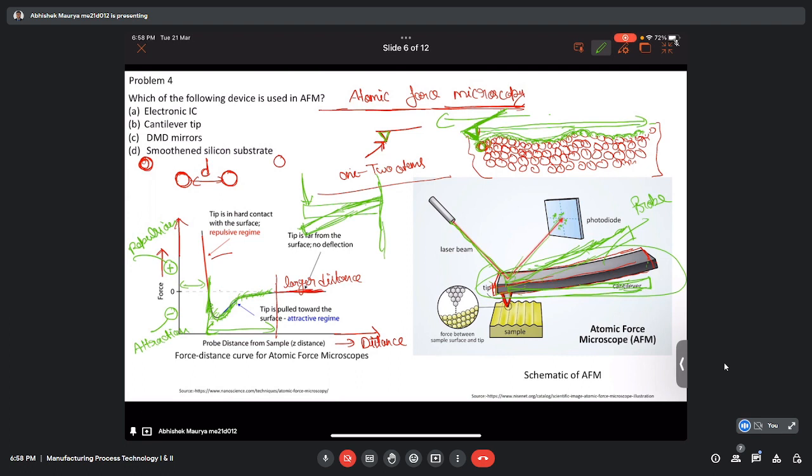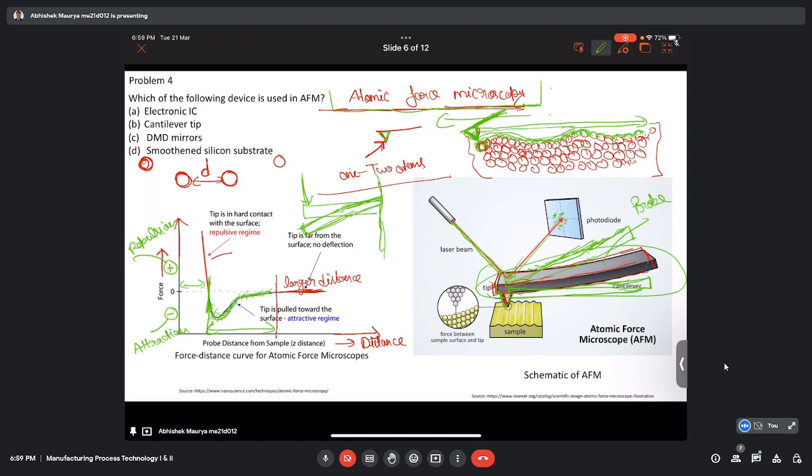We are measuring the deflection of the tip and converting it into force, and from the force we are plotting the surface morphology. We are plotting the surface at the atomic level, so that is called atomic force microscopy. This kind of cantilever beam and tip are manufactured with the help of the techniques taught in the week 8 lectures.